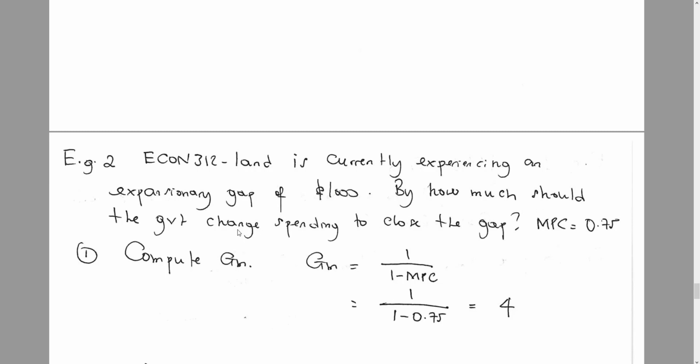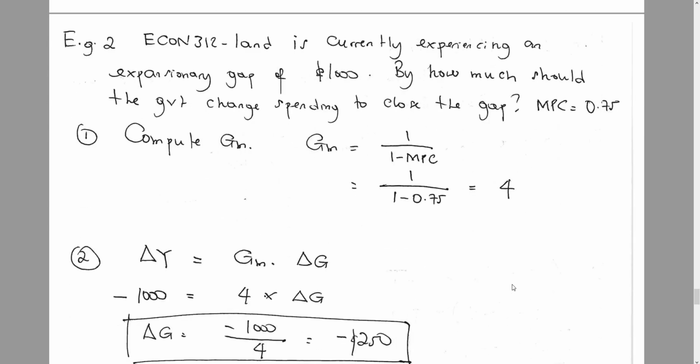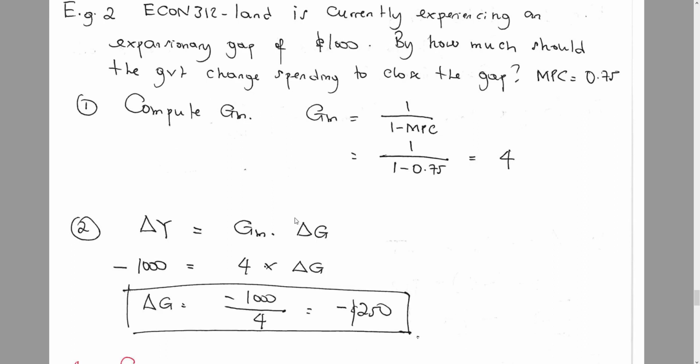By how much should the government change spending to close the gap if we know that the MPC is 0.75? We're using government spending here, therefore we need to use the government spending multiplier. 1 over 1 minus 0.75, which is 4. For any increase in government spending by $1, the real GDP will rise by $4. It's just like the last question of taxes. We know that we are $1,000 above our potential GDP.